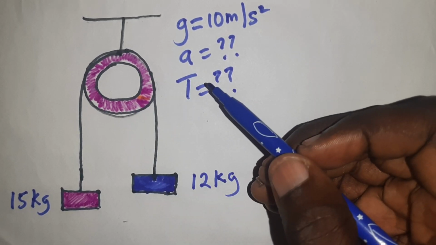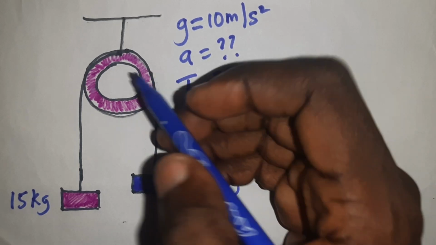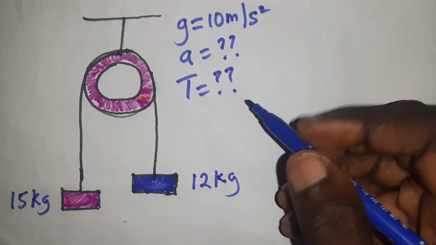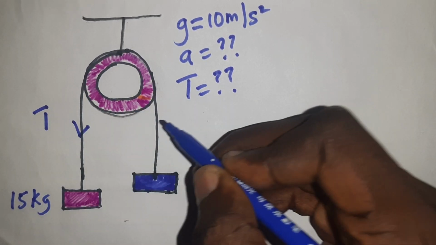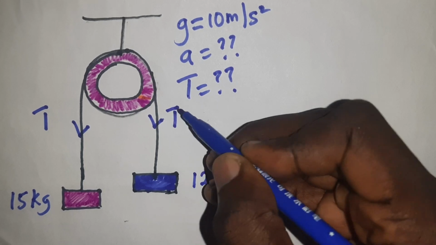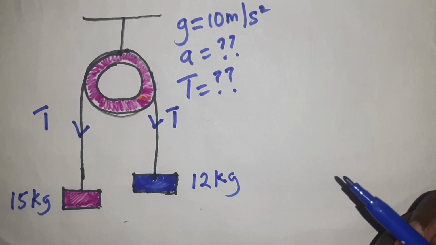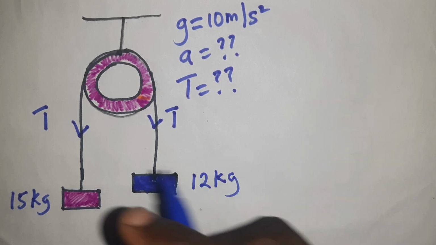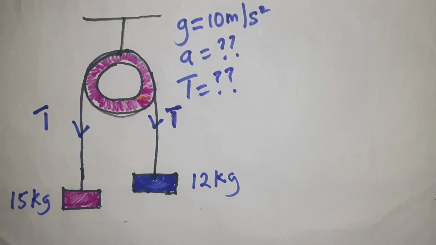We are assuming in this case that this string is an inextensible string and that the pulley is a frictionless and massless pulley. So the tension will be on this part here and on this part here. And the value of the tension here and here will be the same since the pulley is frictionless. This tension is the internal force in the system, but let's look at an external force in the system.